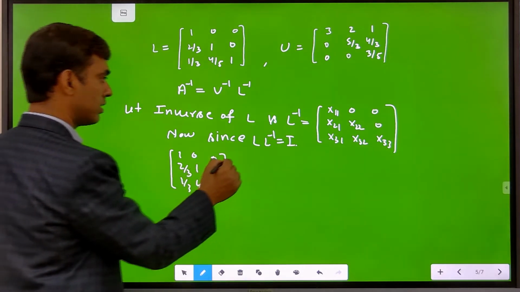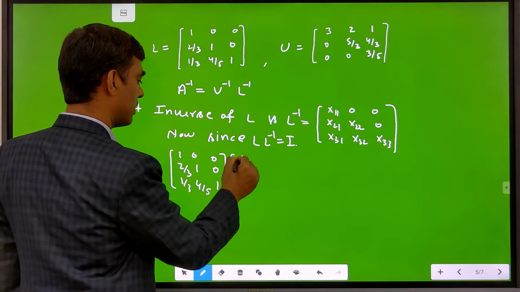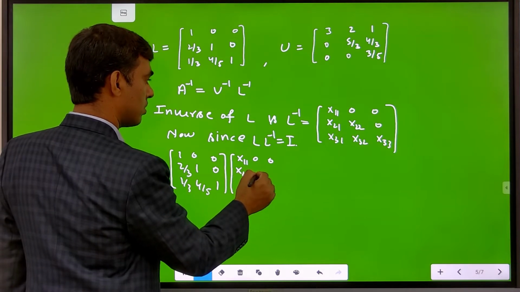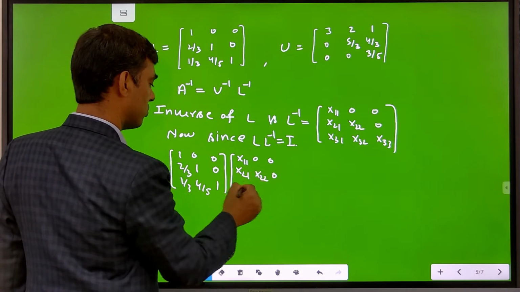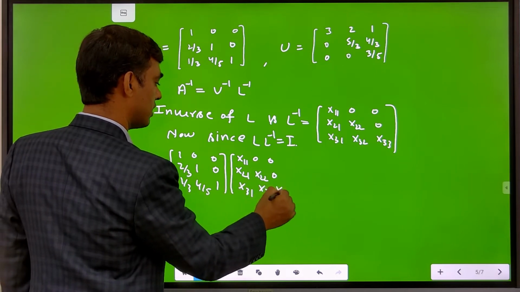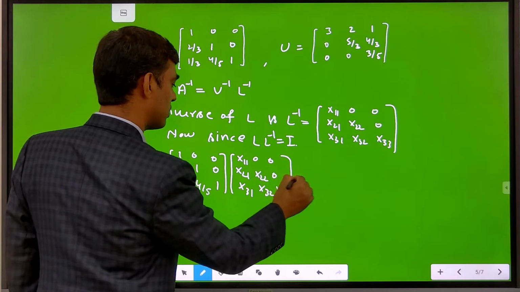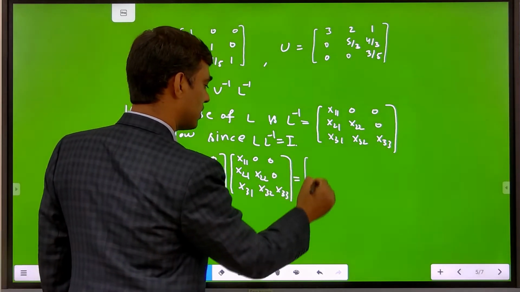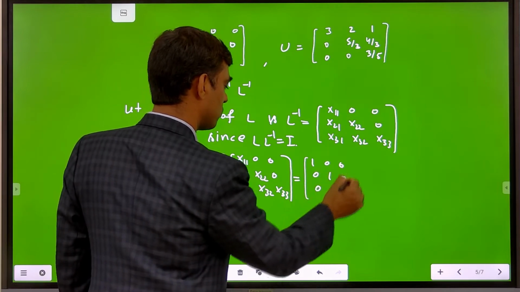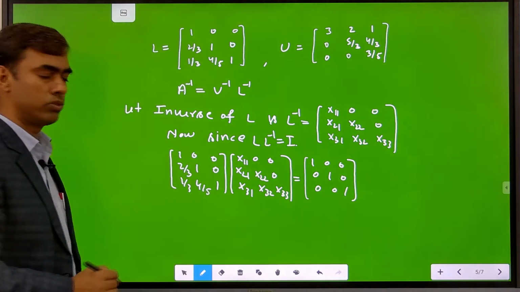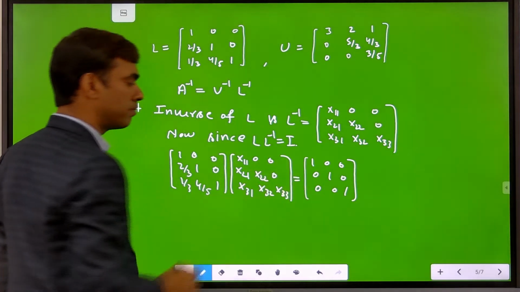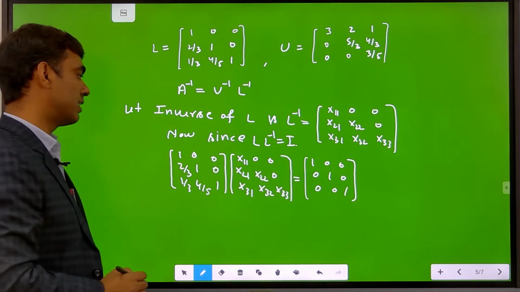And the inverse of this one is x11 0 0, x21 x22 0, and x31 x32 and x33. This one equals the identity matrix, and the order of the identity matrix is 3 cross 3: 1 0 0, 0 1 0, 0 0 1. Now we multiply row by column and compare with the right hand side, meaning the identity matrix.